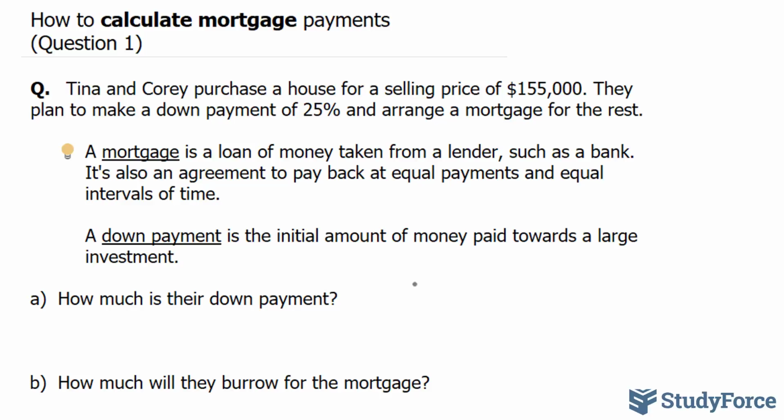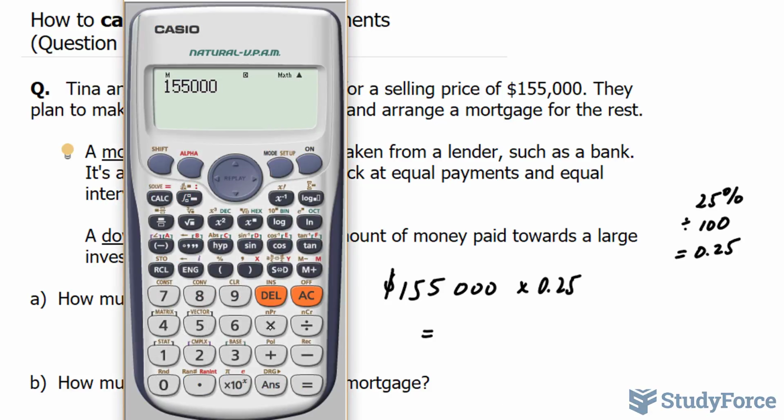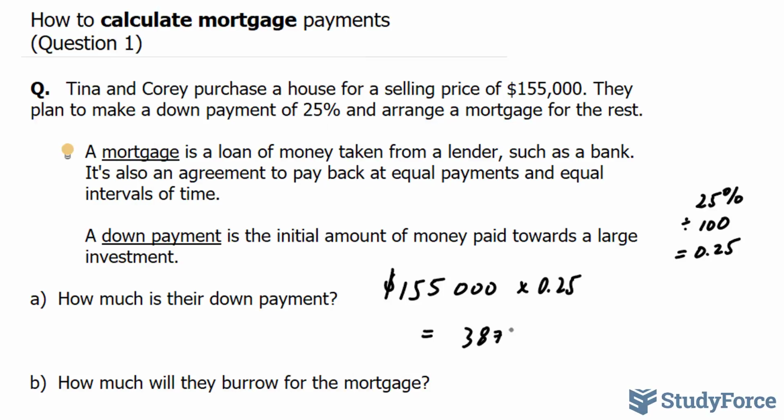Now to do this, we're going to take the cost of the house of $155,000 and we're going to multiply it by 0.25. 0.25 was derived from 25% being divided by 100, and that gives you 0.25. By multiplying the total cost by 0.25, we will end up with 155 times 0.25, and that gives us $38,750. So they're putting towards the house $38,750. The initial amount of money.